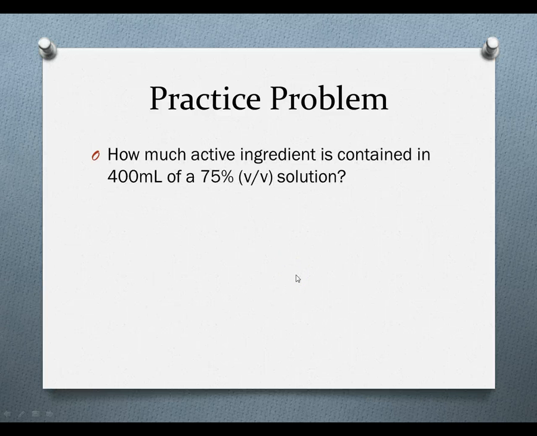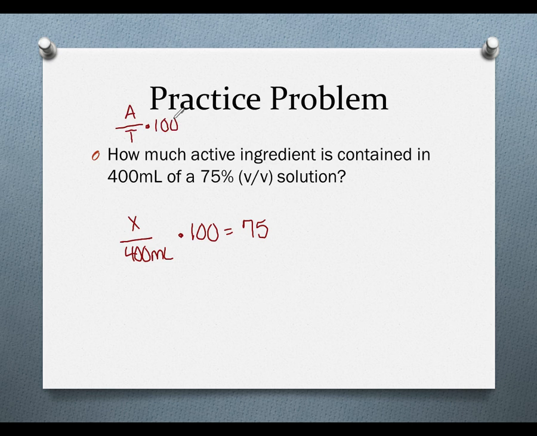Okay, now let's go ahead and take a look at an example where we're going to solve for the active ingredient, because so far we've solved for the percentages. Let's now solve for active ingredient because they are going to ask, well, how much active ingredient is contained? This question is specific to 400 mLs of 75% in volume and volume solution. This means that we have two actives. So they're giving us a total. So our active is going to be our X over 400 times 100 is equal to 75%. The only thing I did was I plugged my information into my A over T times 100 is equal to my percent equation.